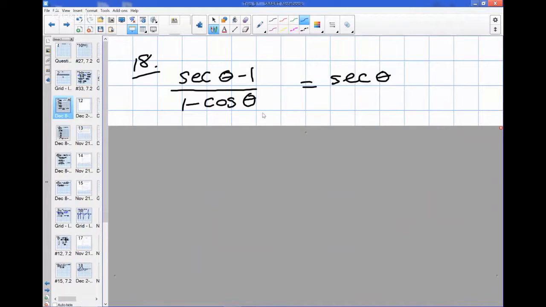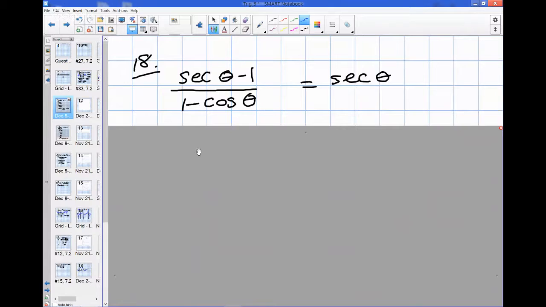So here is an identity that most likely you've never seen before. The secant of theta minus 1 over 1 minus the cosine of theta is always equal to the secant of theta. Supposedly. Now, to prove an identity, we have to use those 8 basic identities we were just talking about in order to demonstrate that one side of the equation really is the same as the other side.